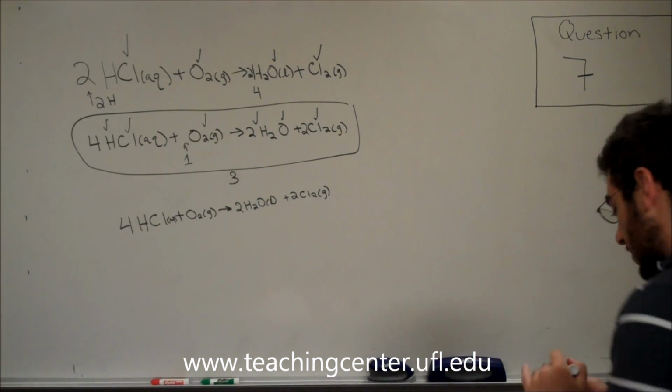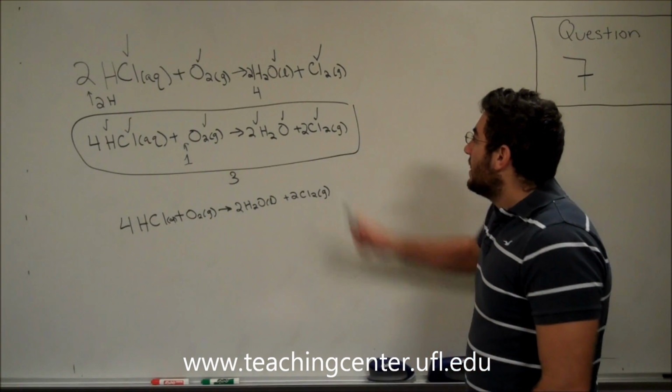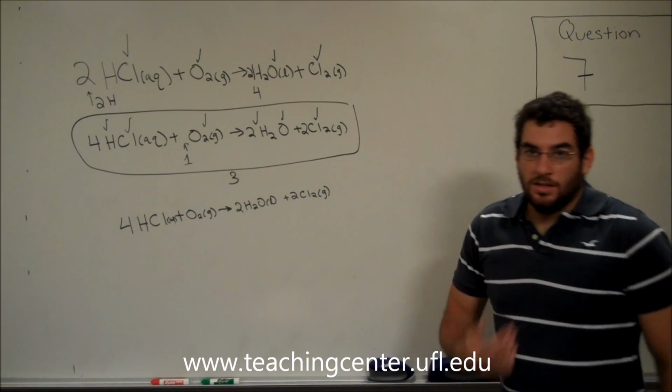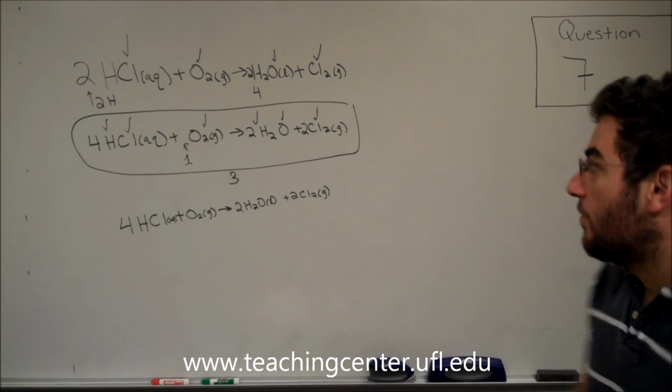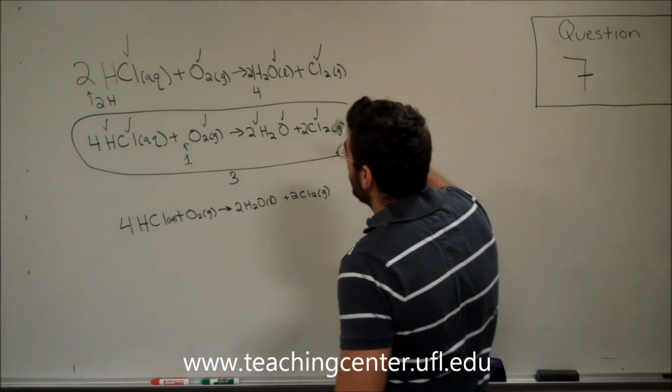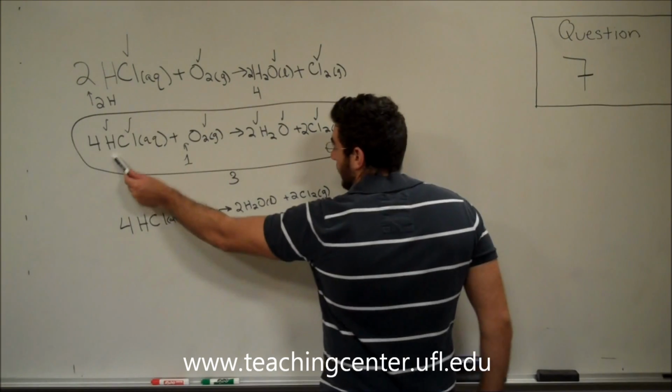So the way to start out, for what I always do, is start out by balancing the elements that are not H and O, because then if we have to go from the first step to the second step, we just ended up doubling, which made it much easier.